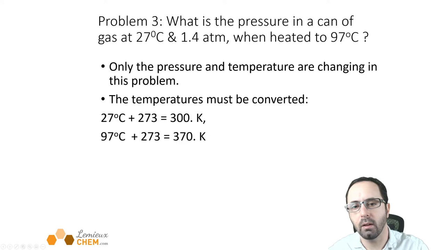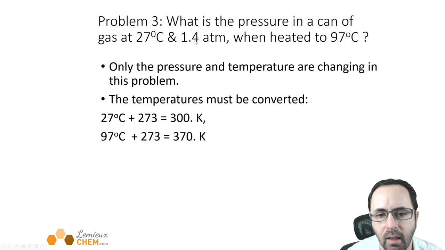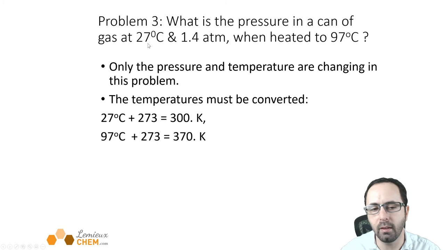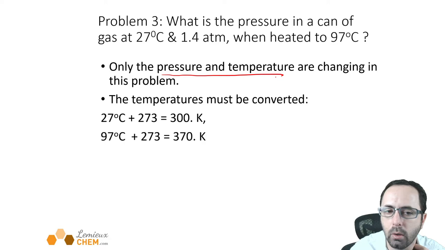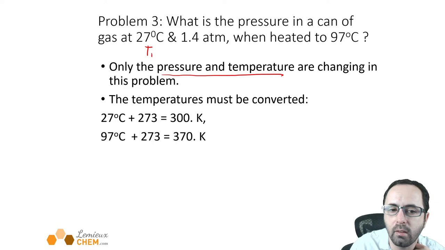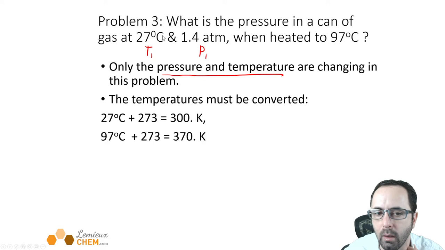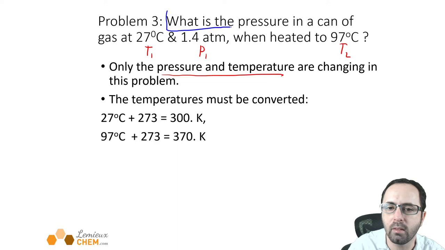Let's say we had a can, and inside the can is 1.4 atmospheres. The temperature is just a little warm room, 27 degrees, but then it's heated to 97 degrees. So what will be the pressure of the can then? Well, let's identify what we have here. We've got pressure and temperatures only. Our temperature here is 27 degrees Celsius. If we call this T1, then this pressure is P1, because that's the pressure when the temperature is 27 degrees Celsius. Then we have a new temperature, temperature 2, and we're asked to find what the pressure is. So what we're trying to find is P2.